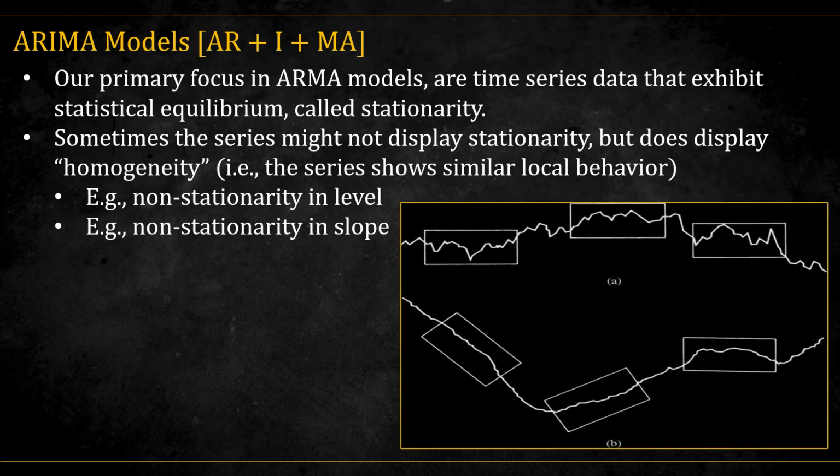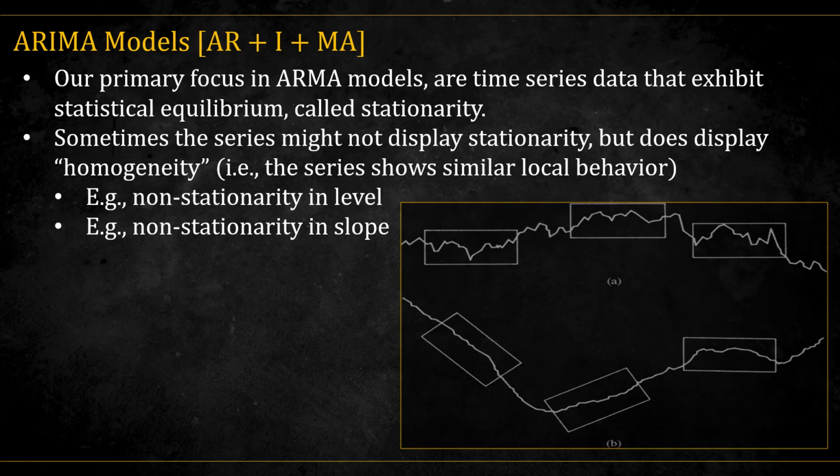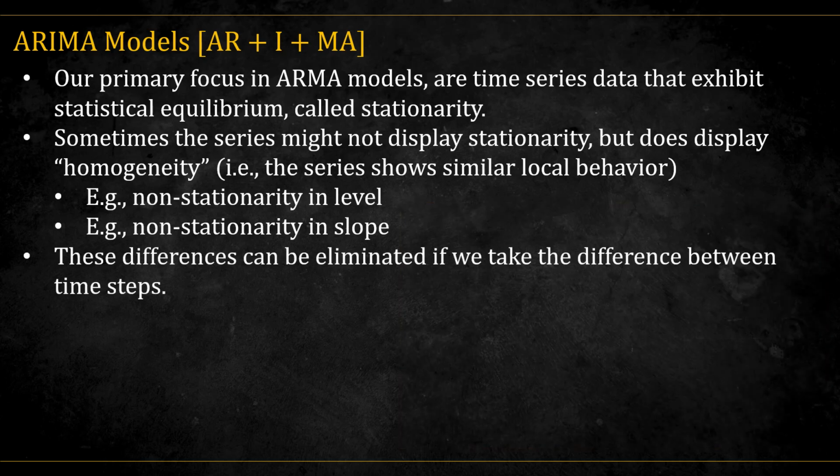In this graph taken from the Box and Jenkins book, the upper part shows a series that displays different levels at different times, but if we zoom in on the local parts, the series seems similar. The lower part shows a series with different levels and different slopes, but again, zooming in, the local parts seem similar. These differences can be eliminated if we take the difference between time steps. The first difference will eliminate the level, and the second difference will eliminate the slope.